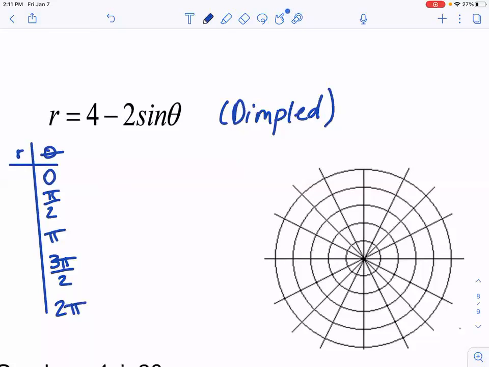What's the sine of 0? What's the sine of pi over 2? Oh, hold on. 4. How about 6?